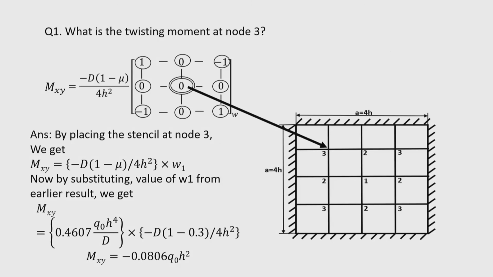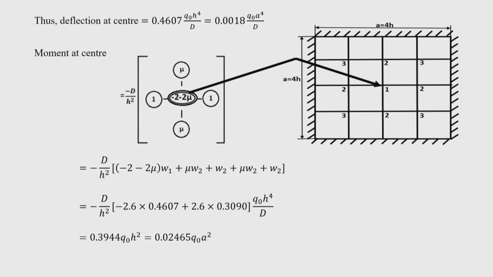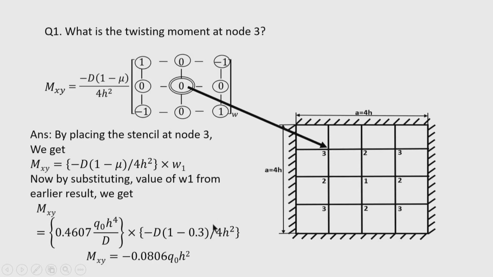Now, of course, if this is written in terms of h, it can be converted into the original size of the plate, because h we have taken as a by 4. So, it is written like that. And now, let us give a question to you. If you understand this, you will be able to answer. What will be the twisting moment at node 2?